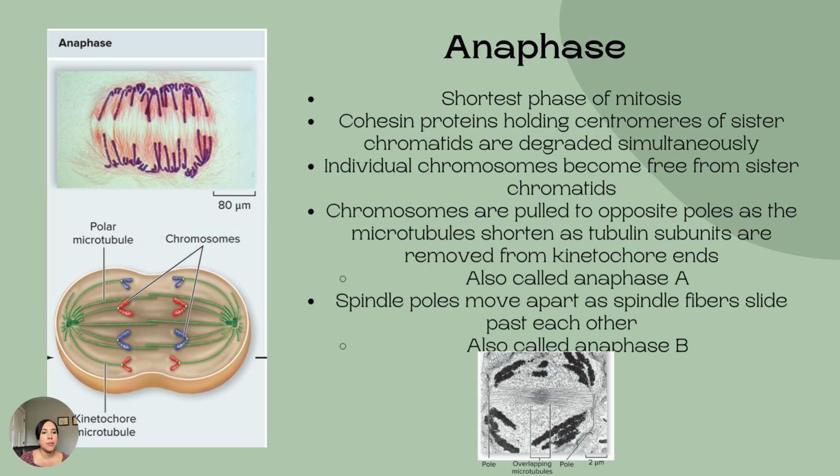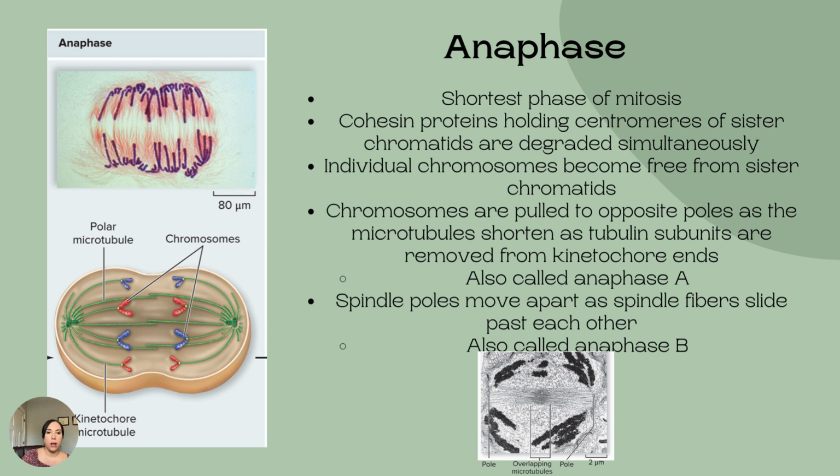So anaphase comes around, and you've got all that tension from each opposite pole, and eventually the centromere will separate. Cohesin proteins are what hold those centromeres together, and they're going to degrade and the chromatids are going to be pulled apart. Okay, by the way, anaphase is the shortest phase of mitosis.